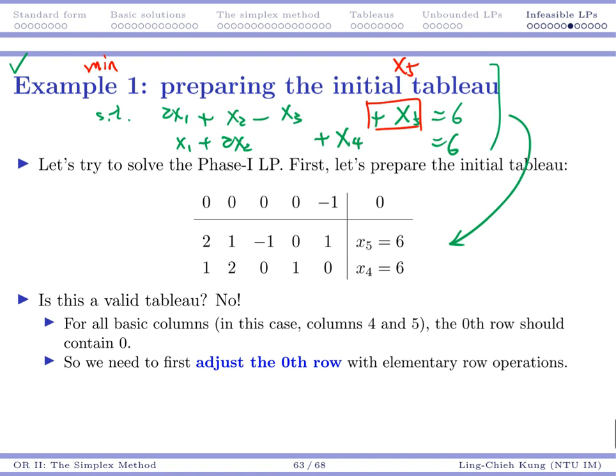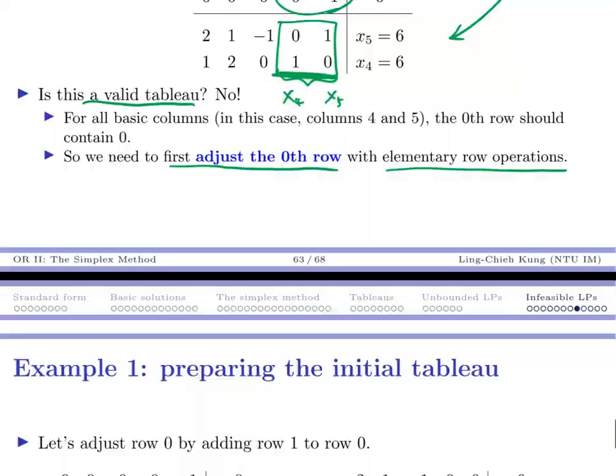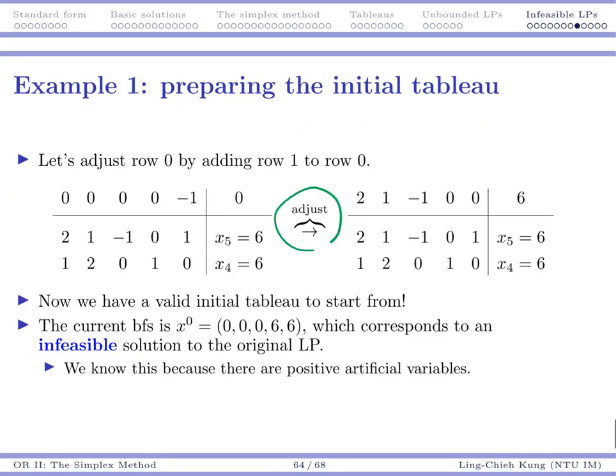So in this tableau, one thing to keep in mind is, is this a valid tableau? No. Because we try to say x4 and x5 are our basic variables. But if that's the case, while there is an identity matrix here, your objective row entries are not all 0. Okay? So in that case, we need to adjust the zeroth row with elementary row operations. So we need to first do some adjustments. And the way to do it, of course, is to adjust row 0 by adding row 1 to row 0.